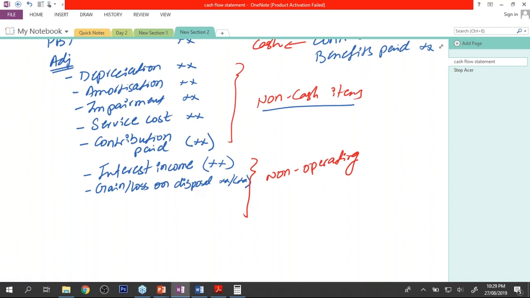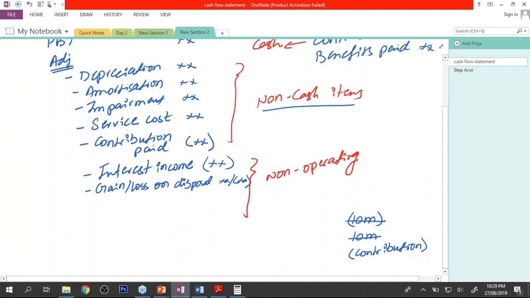Sardar is saying service cost and contribution is not cash item. Sardar, service cost is not cash, contribution is cash. So if we have recorded an expense of 10 million, we add it back so that it gets cancelled out. And in return, we deduct the amount of contribution because that is an amount which was the cash outflow. So adding the service cost, deducting the contribution actually adjusts the non-cash impact.